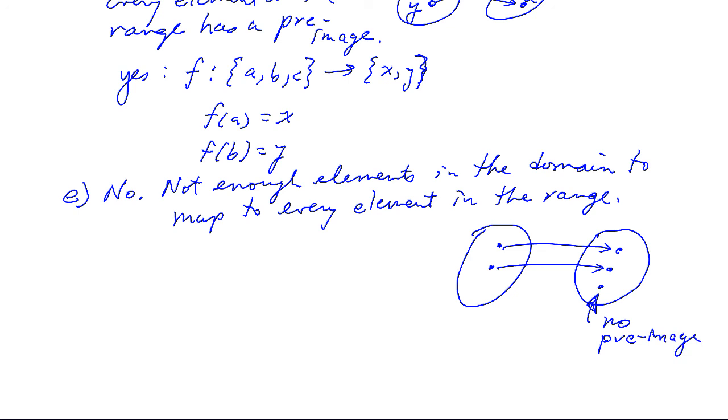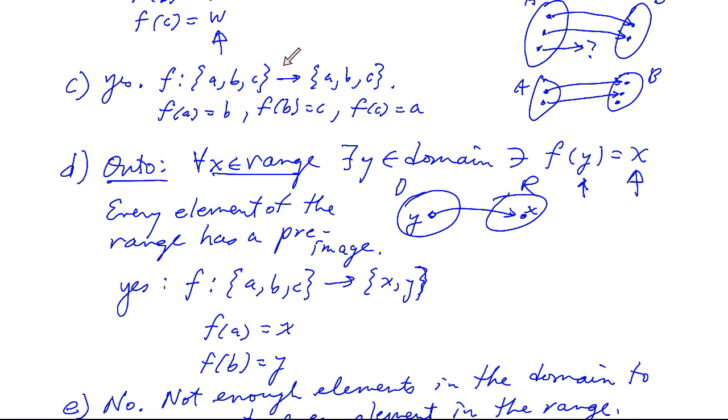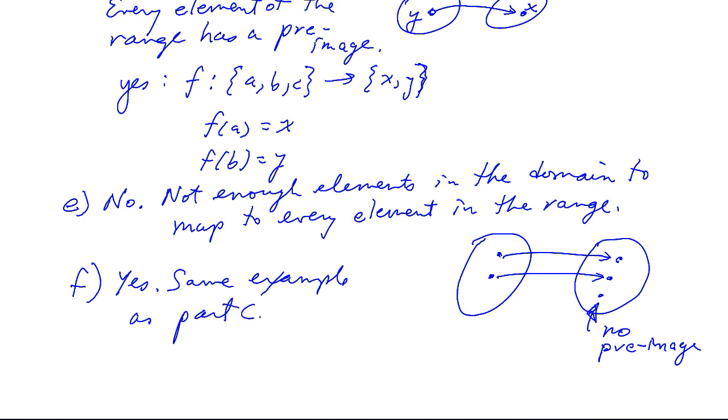Okay. Finally, if the size of the domain and the range are the same, then yes, we can, and the same example as for part C, I believe. Yeah, here we have the size of the domain and the range being the same. You map them across, and this is 1-to-1 and onto. Every single element of the range has a pre-image. A, B, and C all have pre-images. So it's the same example as part C. Every element of the range has a pre-image.